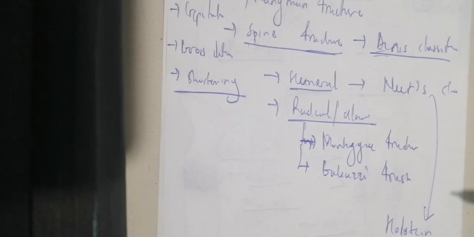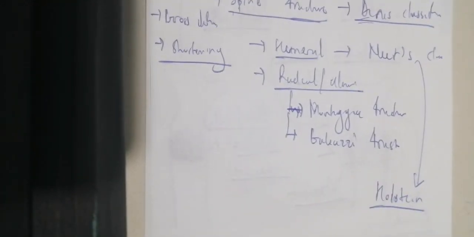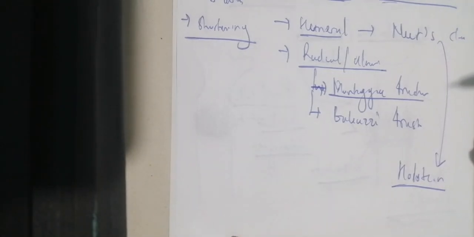Is it clear? The Holstein injury is when you have a fracture of the diaphysis of the humerus, and then you have a radial nerve palsy. Is it clear? That's called a Holstein injury. A Holstein injury is when you have a fracture of the humeral shaft and a radial nerve injury. Now, a Monteggia fracture. Is it clear? What's a Monteggia fracture? A Monteggia fracture is a fracture of the ulna with a proximal radioulnar dislocation.